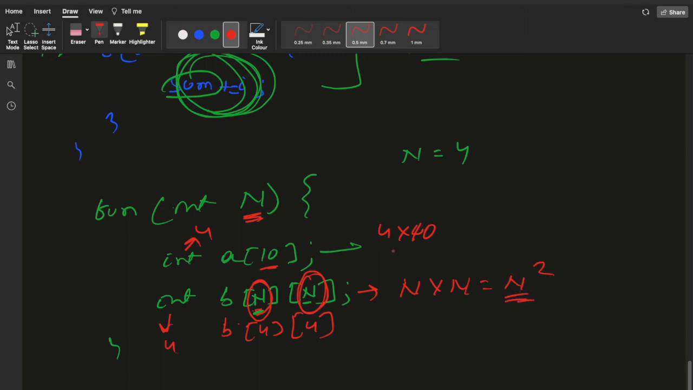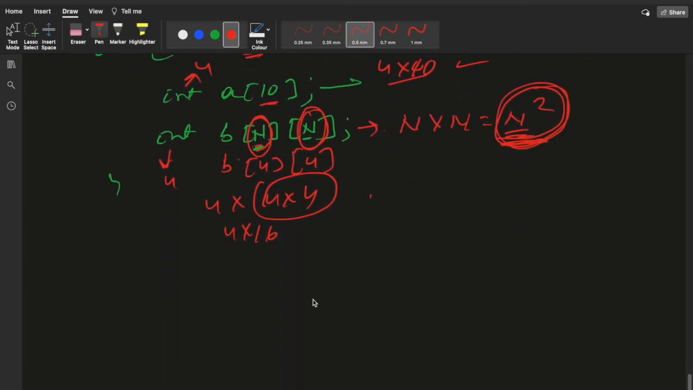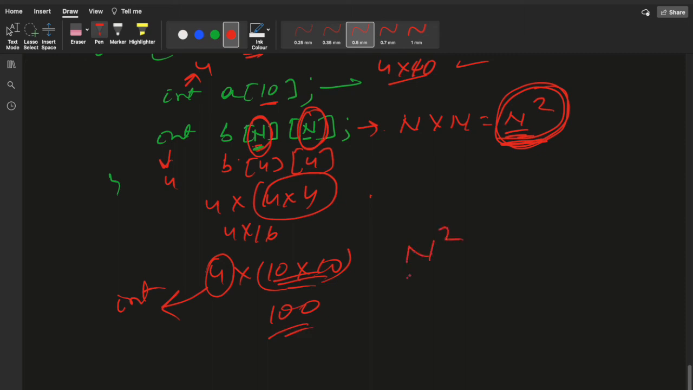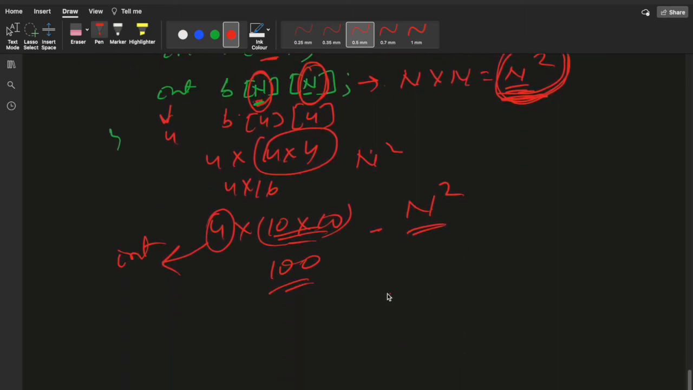So here a constant value is used, but as b depends on n, it is increasing the value. If you see here, 4 into 4, so this is 4 into 16. In future, if n changes to 10, then 4 into 10 into 10, where 4 is the int size in bytes and stays the same, and this changes to 100. So it is kind of n square, so finally the space complexity for this example will be big O of n square.